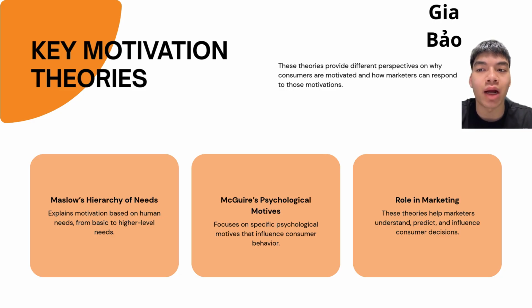Firstly, Maslow's hierarchy of needs explains motivation based on the different levels of human need. And secondly, the McGuire biological motive theory focuses on the internal reasons behind consumer behavior. Their role in marketing is that these theories help marketers understand, predict, and influence consumer decisions.